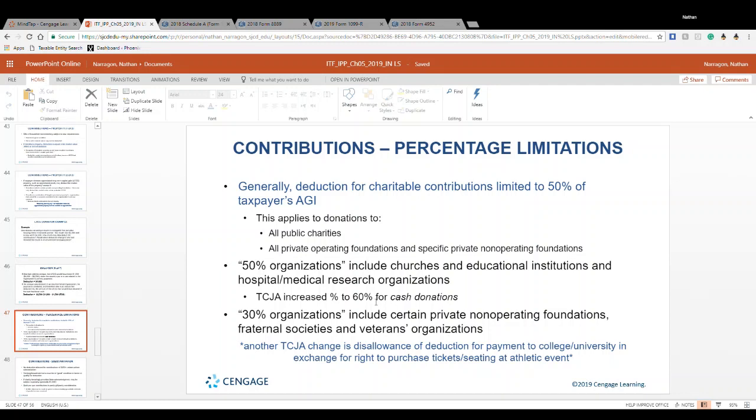Cash, 60%. Yay, TCJA, trying to help us make more donations. Okay, 30% organizations. Now these include fraternal societies and veteran organizations. They're also private non-operating foundations. And it also marks this little star. The TCJA change is this allowance of deductions for payments to colleges and universities in exchange for the right to purchase tickets or seating at an athletic event. So I automatically would tell you that should be disallowed because that's a benefit. But they're just making sure that you know about colleges and universities on purchasing tickets.